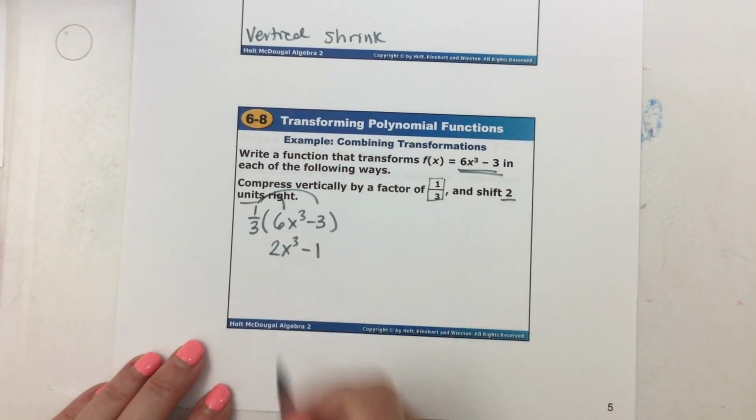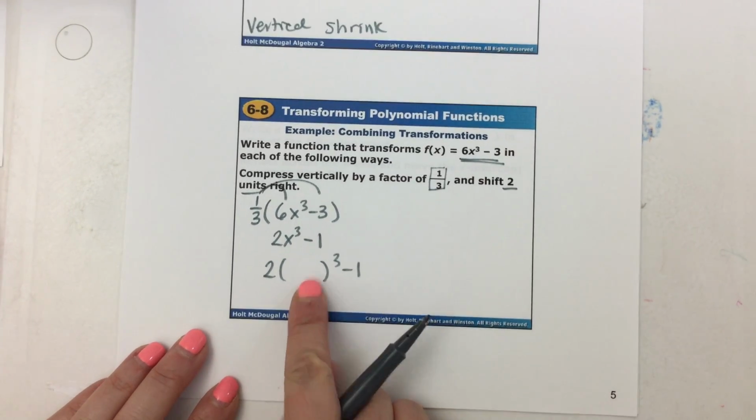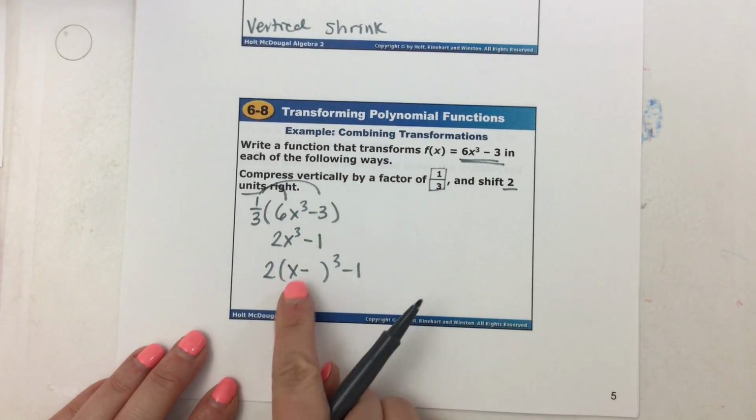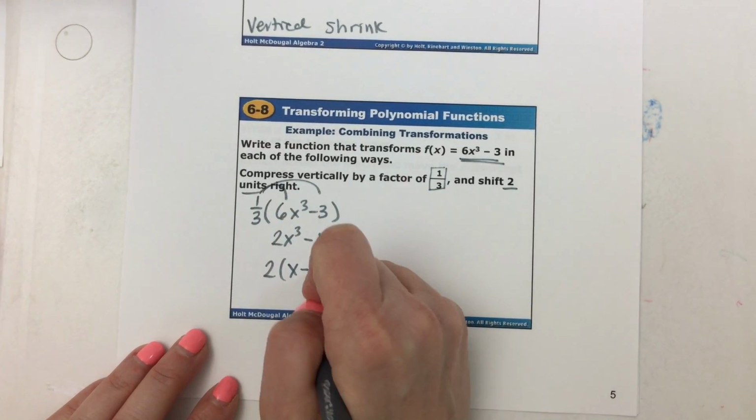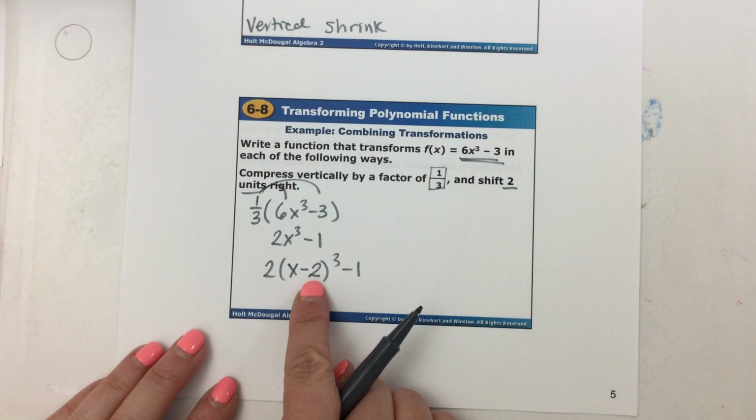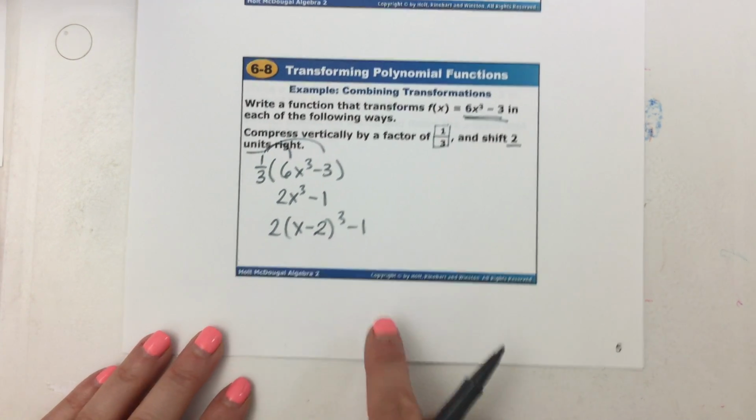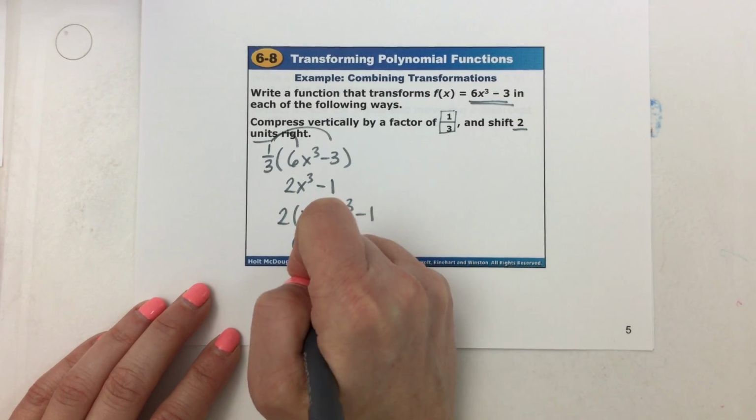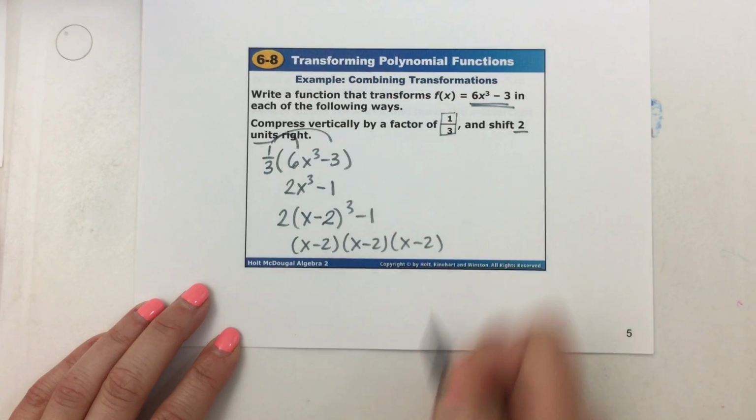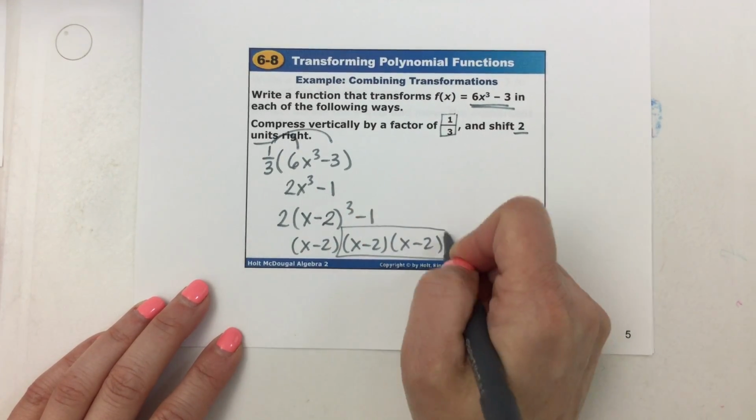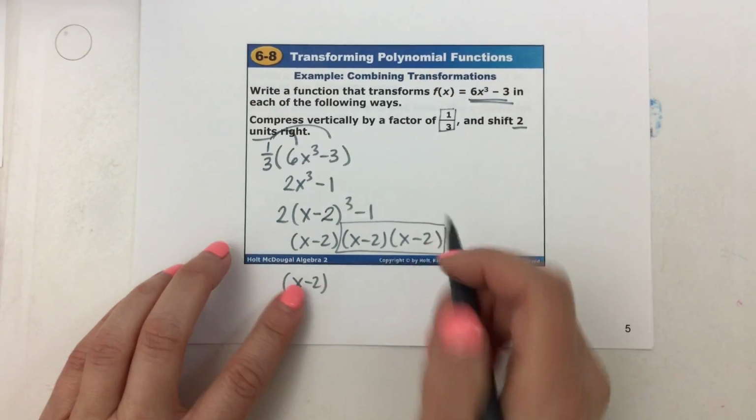Now to shift 2 units to the right, that change is inside of the parentheses. It's x minus whatever direction you're going. We're going 2 units to the right. The right is a positive 2, so when I plug a positive 2 in here, this remains a minus. Order of operations, I have to do the exponent first. So x minus 2, x minus 2, x minus 2. I can only multiply 2 things together at a time, so I'm leaving this x minus 2.